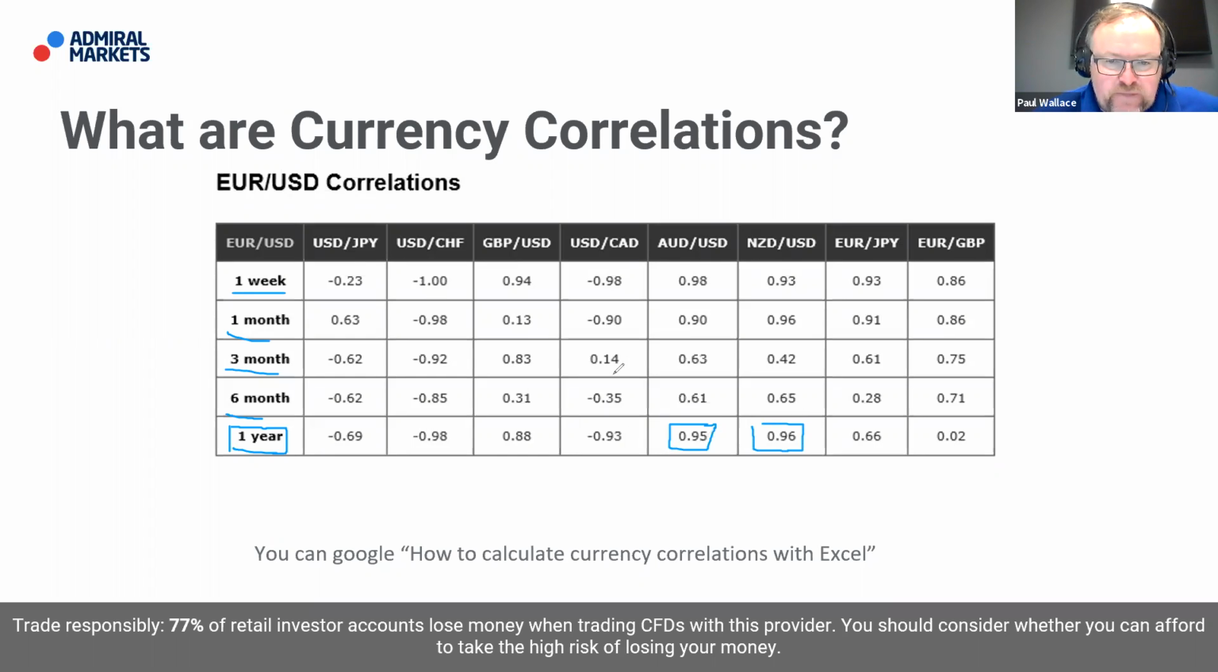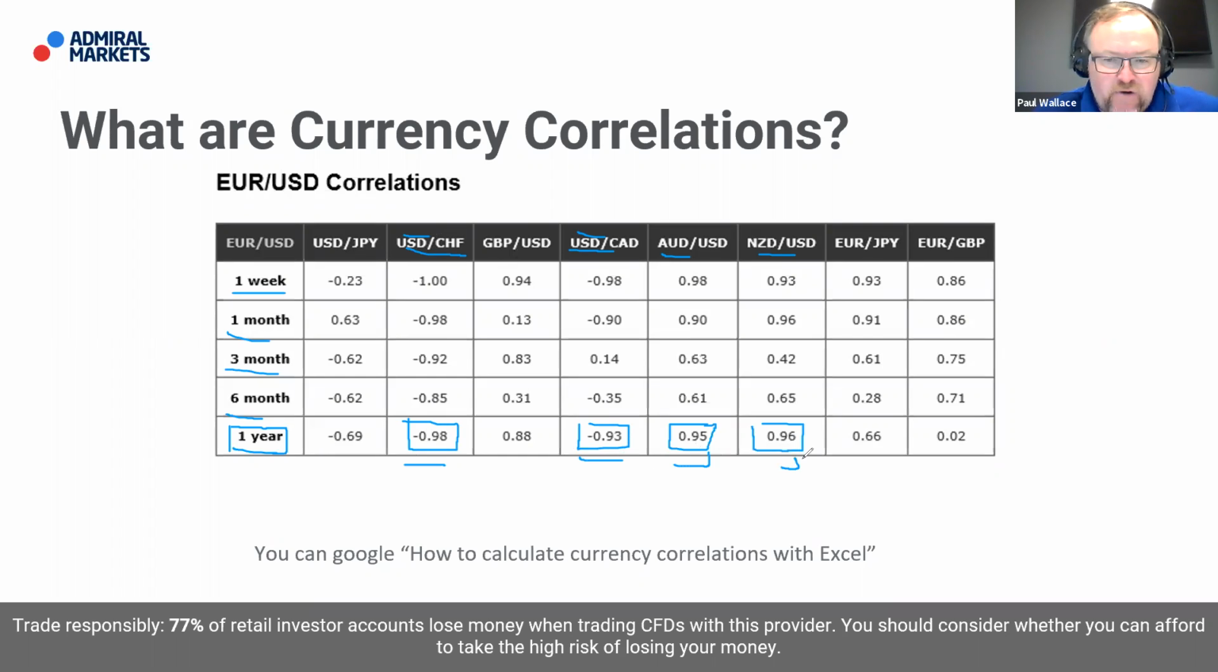And on the flip side, what we have here is a negative and inverse correlation of minus 0.98 and minus 0.93 on the dollar CAD and the dollar Swiss franc. So we can see in those particular cases, the dollar Swiss franc and the dollar CAD, there's a very strong negative correlation, an inverse correlation, whereas for the Aussie dollar and the Kiwi dollar, there's a very strong positive correlation between the moves of them.